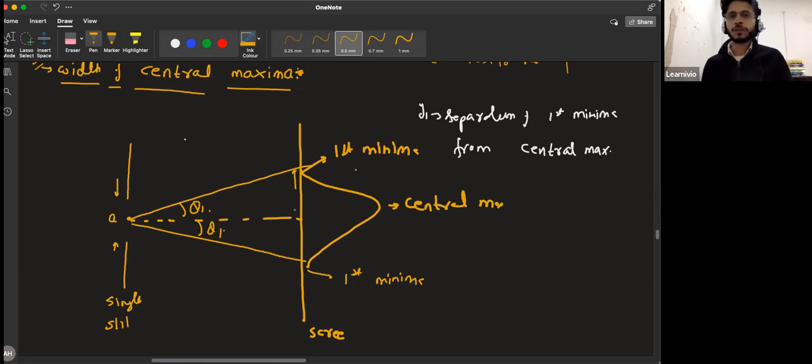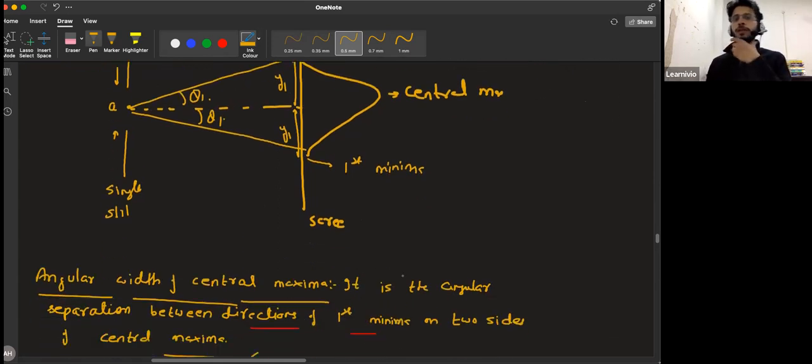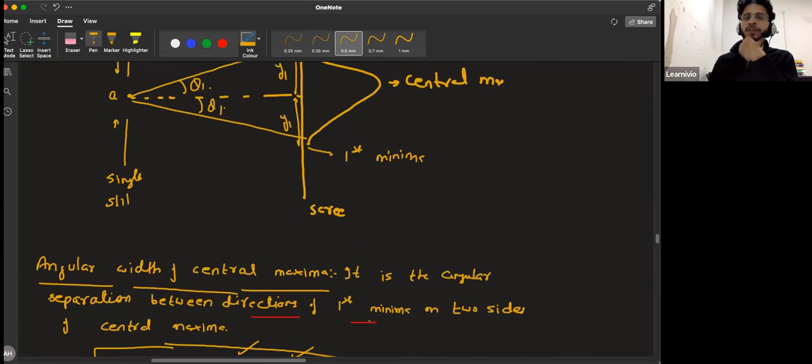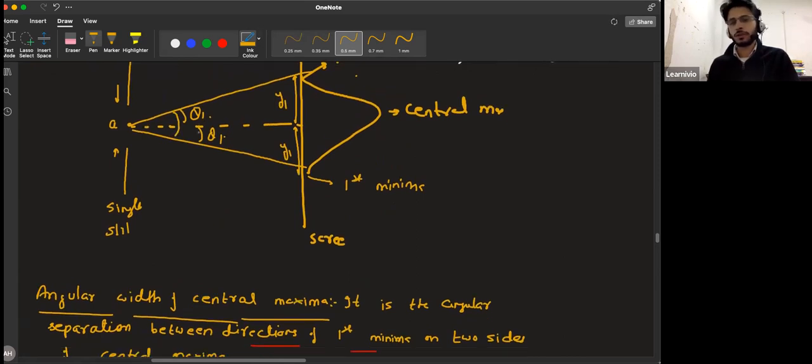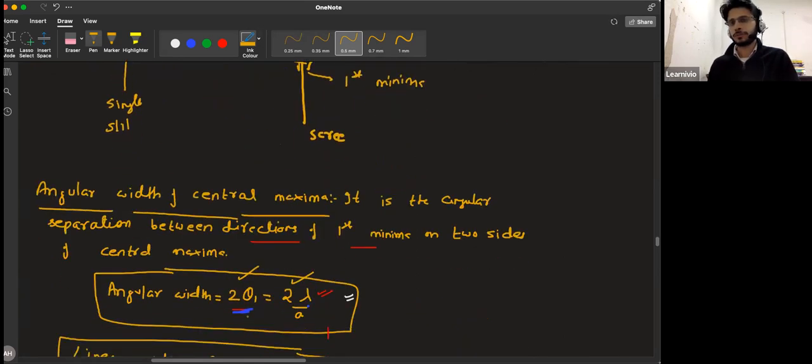If you want linear separation, this is the linear separation of first minima. This is the linear separation of first minima. If you want to calculate the linear width of central maxima, it's y1 plus y1, which is 2y1. So the angular width of central maxima is the angular separation between directions of first minima on two sides of central maxima. Means this separation. This separation is the angular width. So angular width is simply 2 theta 1.